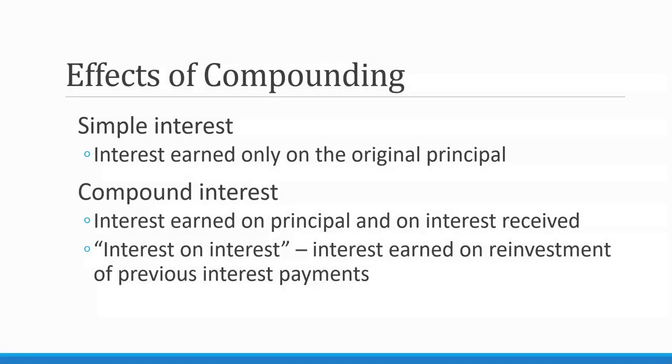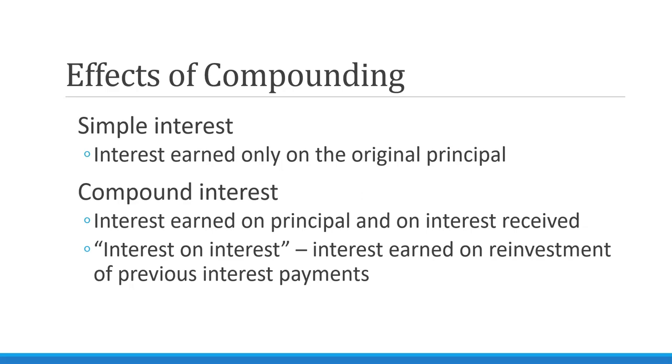We have different kinds of interest. Simple interest is interest earned only on the original principal. Compound interest is interest earned on principal and on interest received, or interest on interest. So in an example of compound interest, if we're talking about the $100, we would have $100 plus 1 year of interest of $10. That gives us $110. Principal plus interest. In year 2, when we earn interest, we earn that interest amount on $110. That is compound interest. We're earning interest on the original interest from year 1.